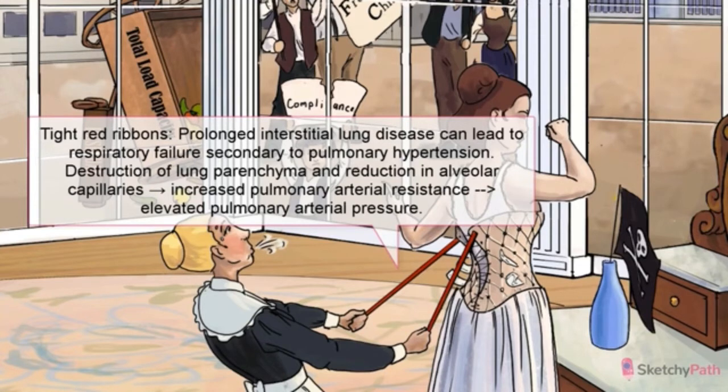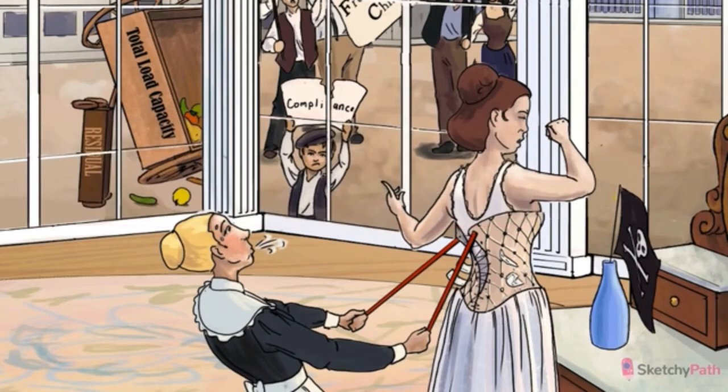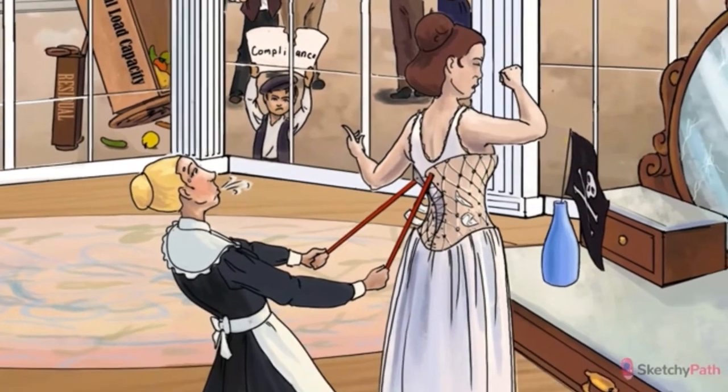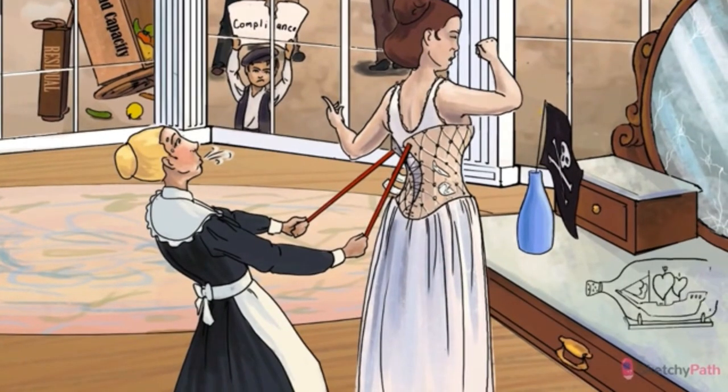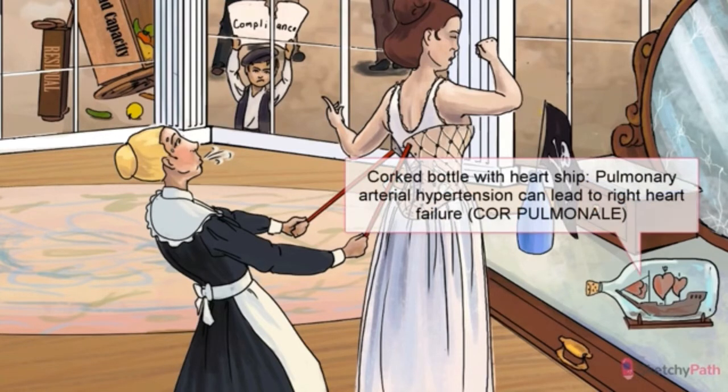Be sure to check out our pulmonary vascular sketch for a more in-depth discussion of the pathologic mechanisms underlying pulmonary arterial hypertension. All this tension is felt by the right heart, which now has to work harder to move blood into the lungs. Eventually, this can lead to right heart failure.